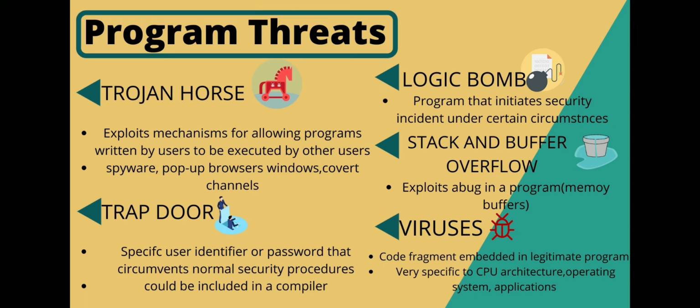Second is the trapdoor. As the word says, a trap is a method of breaching security in a system. It is a specific user identifier or password that circumvents normal security procedures and could be included in a compiler. Next is the logic bomb, a piece of often malicious code that is intentionally inserted into software.